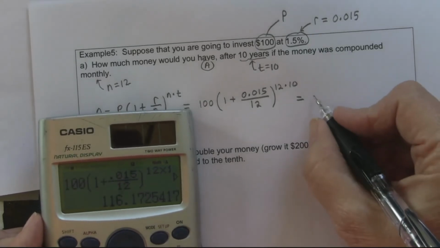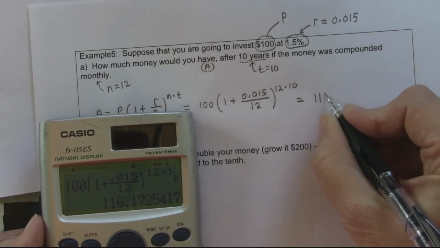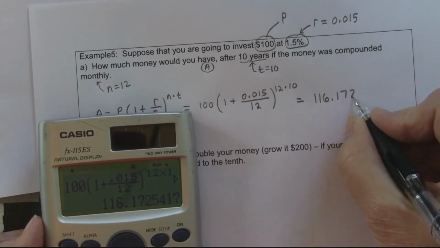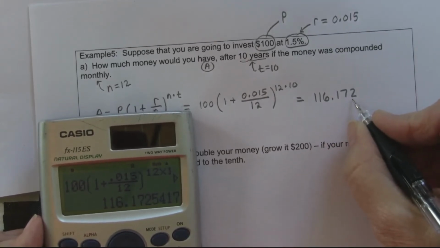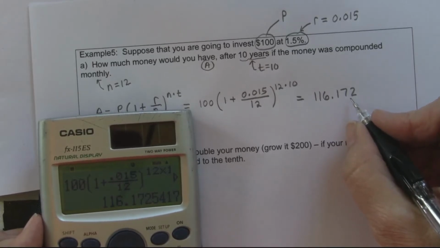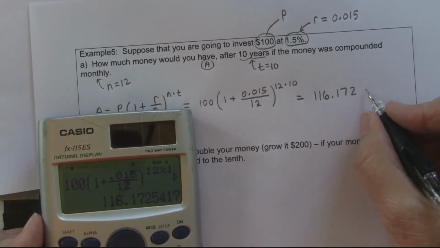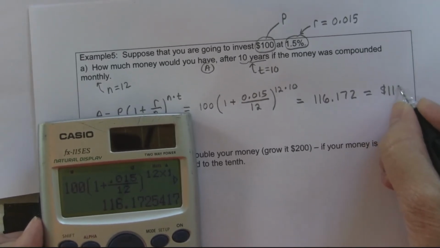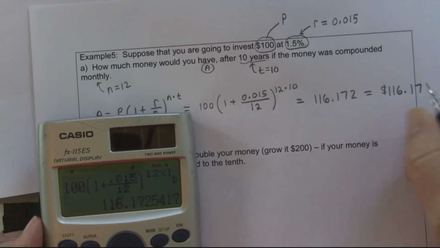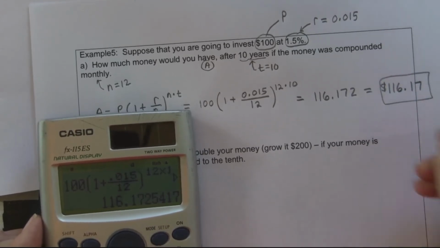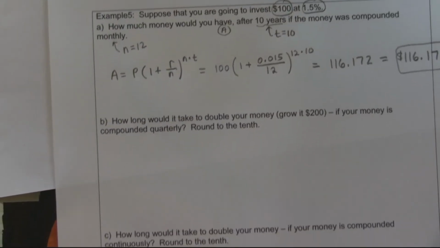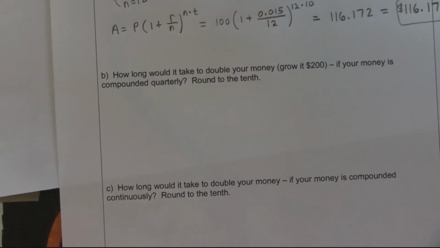And long story short, after 10 years, I'll have $116.17. The next number is a 2, and this is money, so you should round appropriately for money. So rounded appropriately, this is $116.17. Seems like I should have more than that after so long of having the money in the account, but it's because the interest rate was so low.